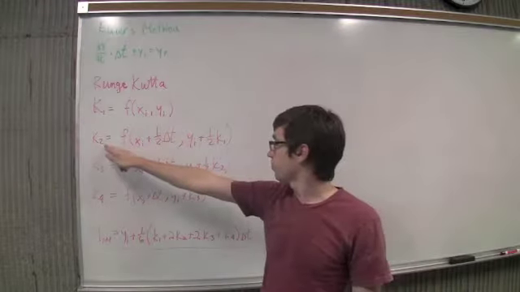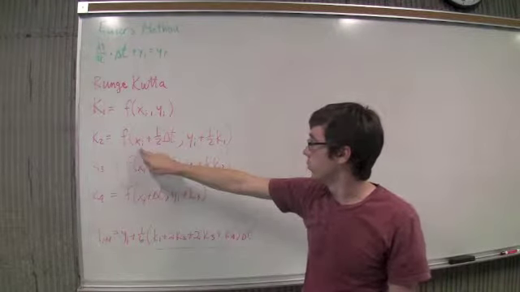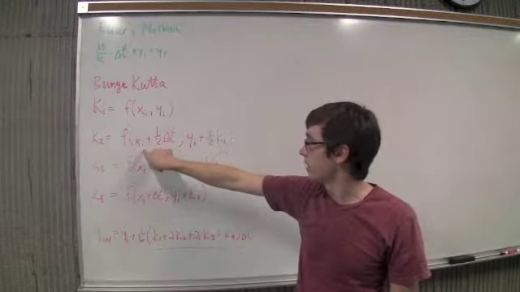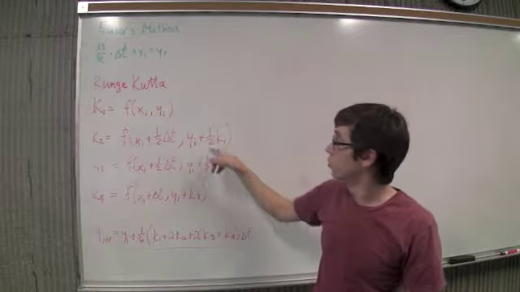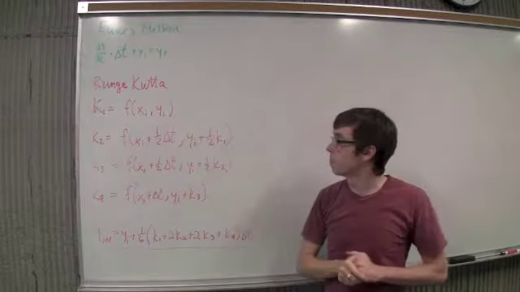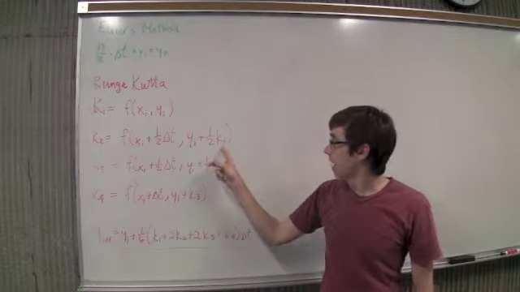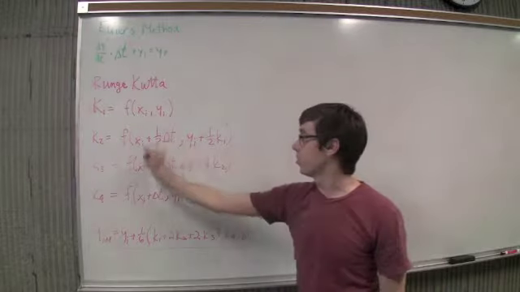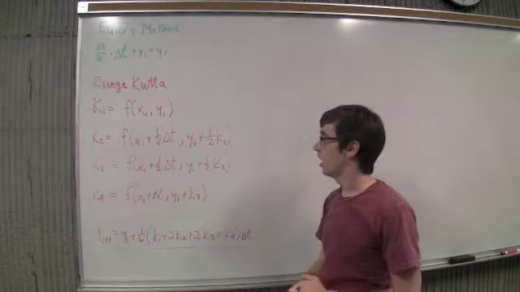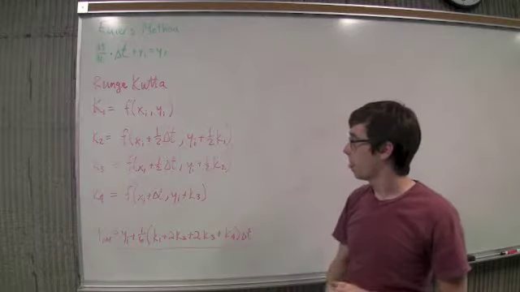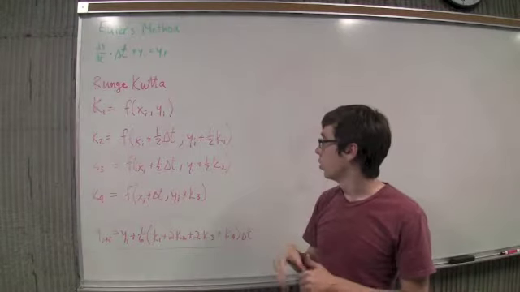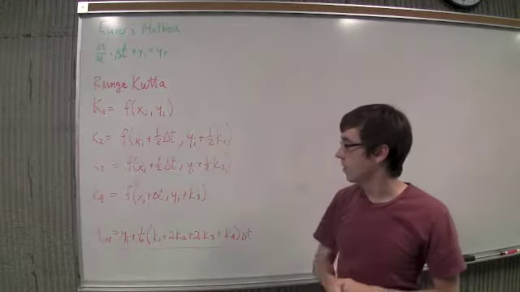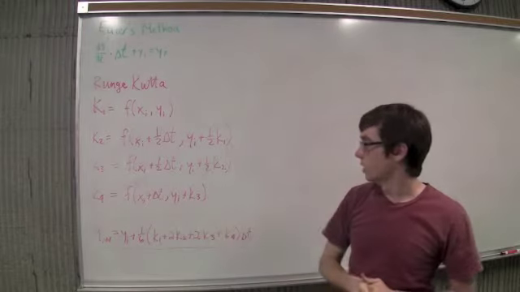For the second one, you go a little bit farther out on x. You go half your step size away, and you use the rate of change you just found, and half of that, because we're taking half the step size, and then you evaluate the derivative there, and you get another rate of change. Very similar for K3, only you're going to use the approximation at K2 instead of at K1. And then once again at K4.